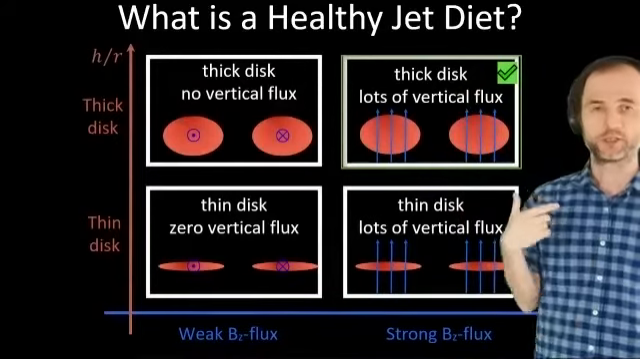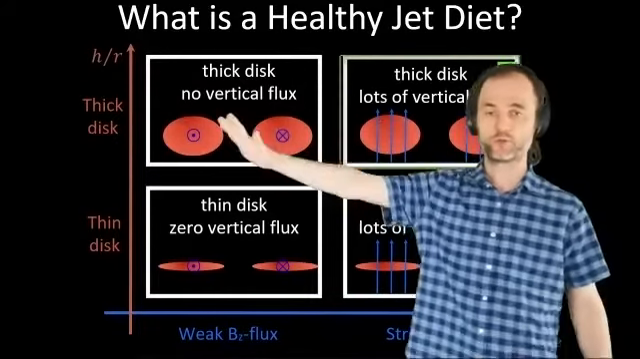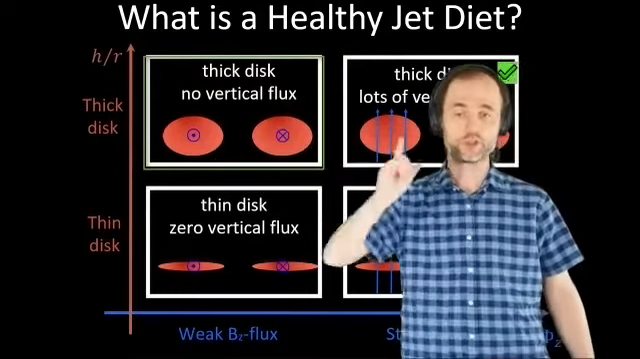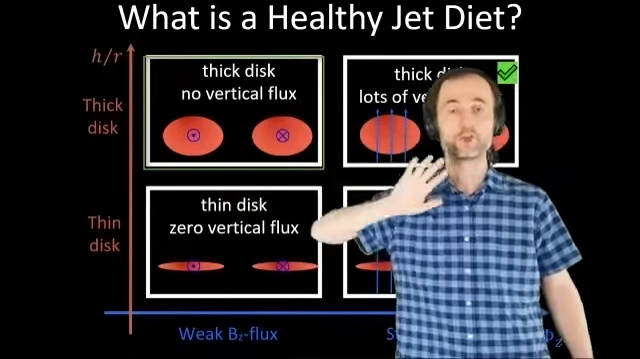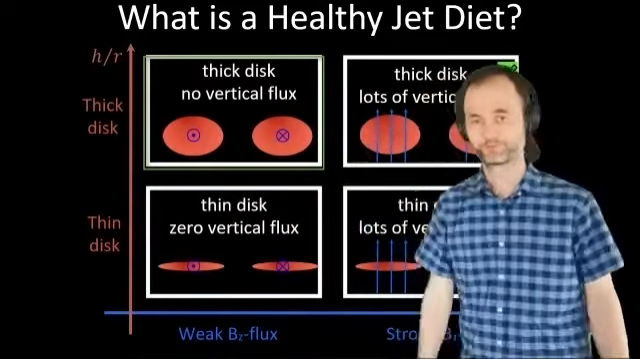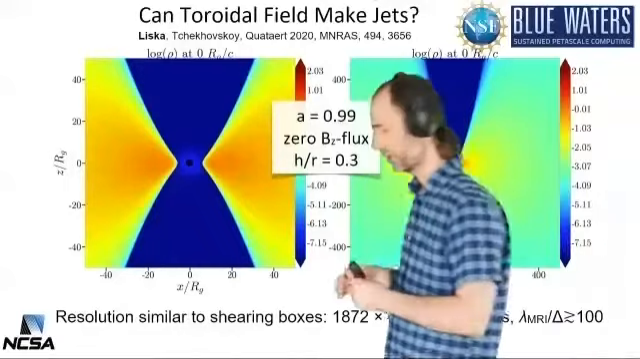Well, let's try the next simplest thing. Let's move to the left over here, where we don't have any vertical field, where we have just azimuthal field. Here, for sure, because there is no vertical magnetic field, there's got to be no jets. All right, let's do this. Sorry. Yeah, go ahead.